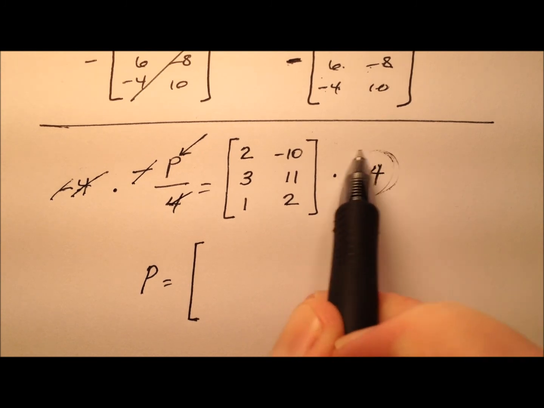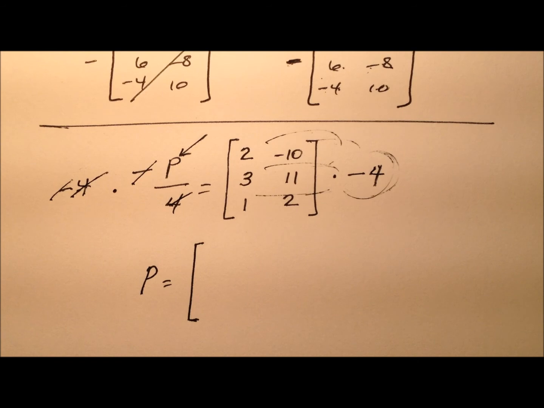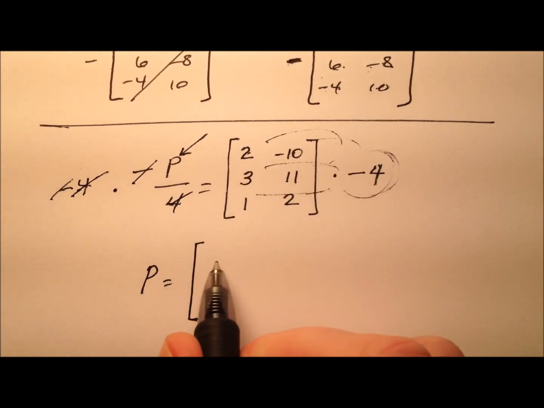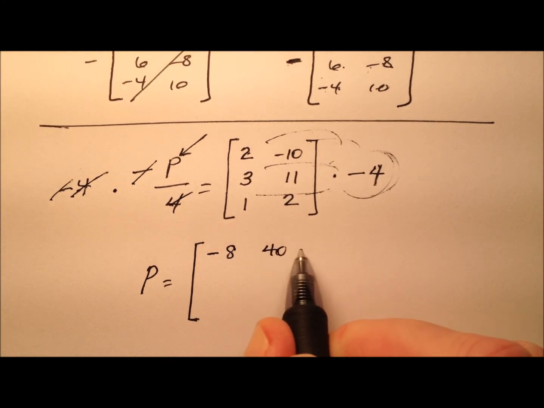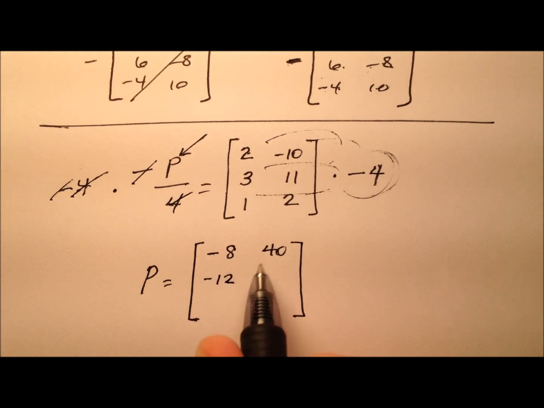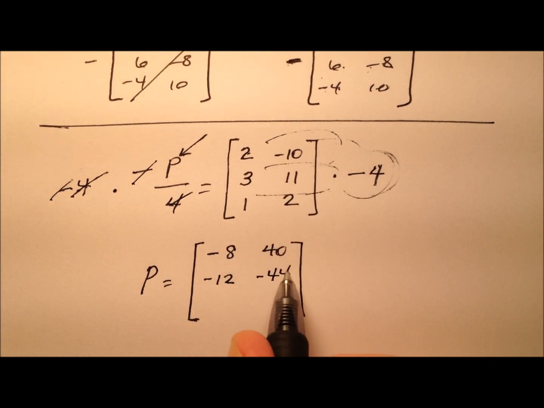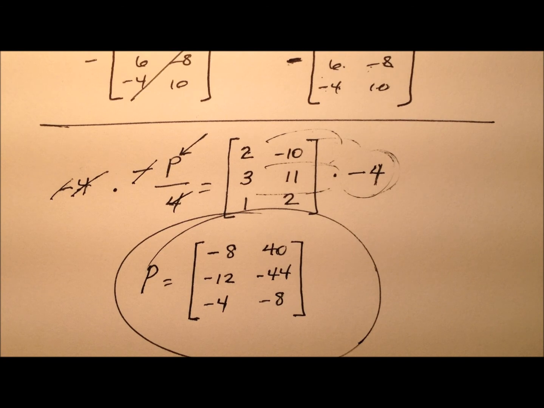So we'll take this -4 and distribute it to every single entry in that 3 by 2 matrix. So 2 times -4 should give us -8. -10 times -4 should be 40. Go ahead and close that off. 3 times -4 is -12. 11 gives us a -44. The 1 gives -4, and the 2 a -8. So the value here for our 3 by 2 matrix that is equivalent to P, given that initial matrix equation, is going to be this right here.